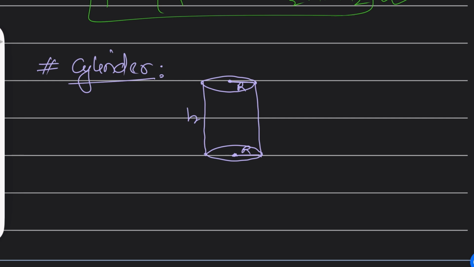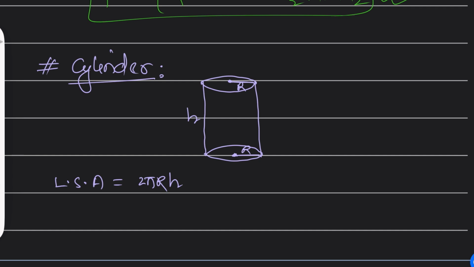First is the lateral surface area, which means the curved surface area. The lateral surface area is 2 pi r into h. You can also write it as L. So 2 pi r h is the lateral surface area.